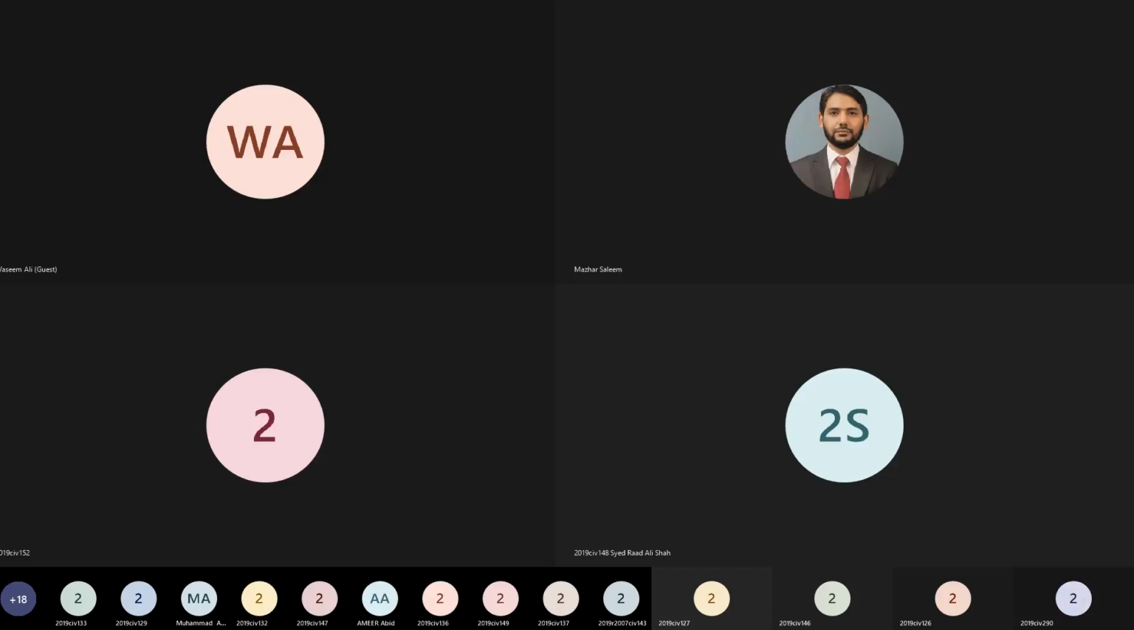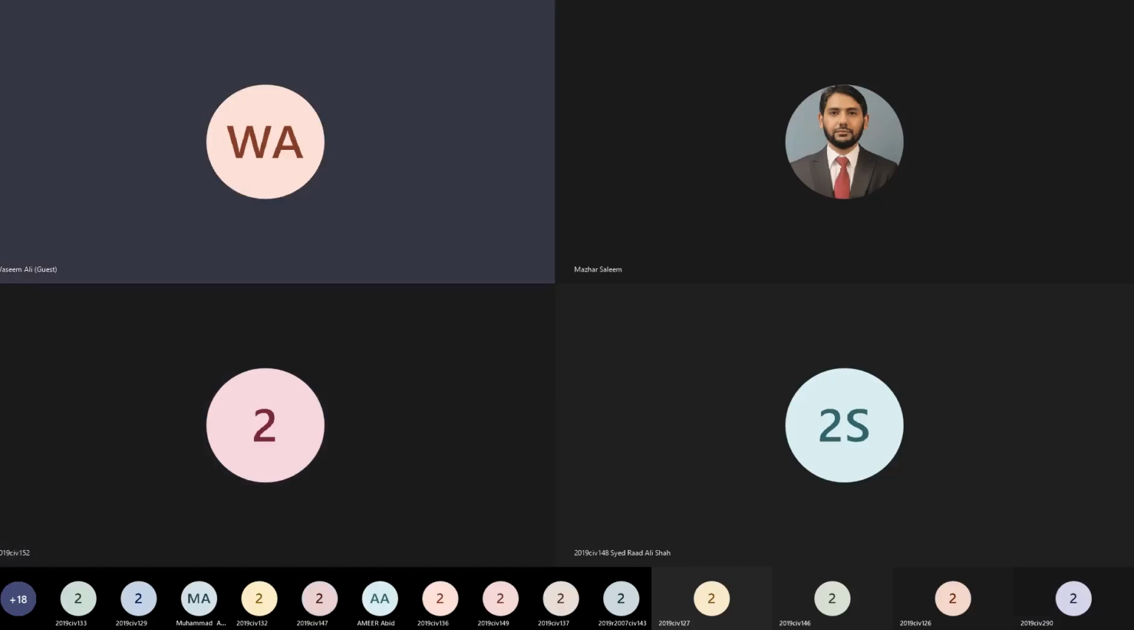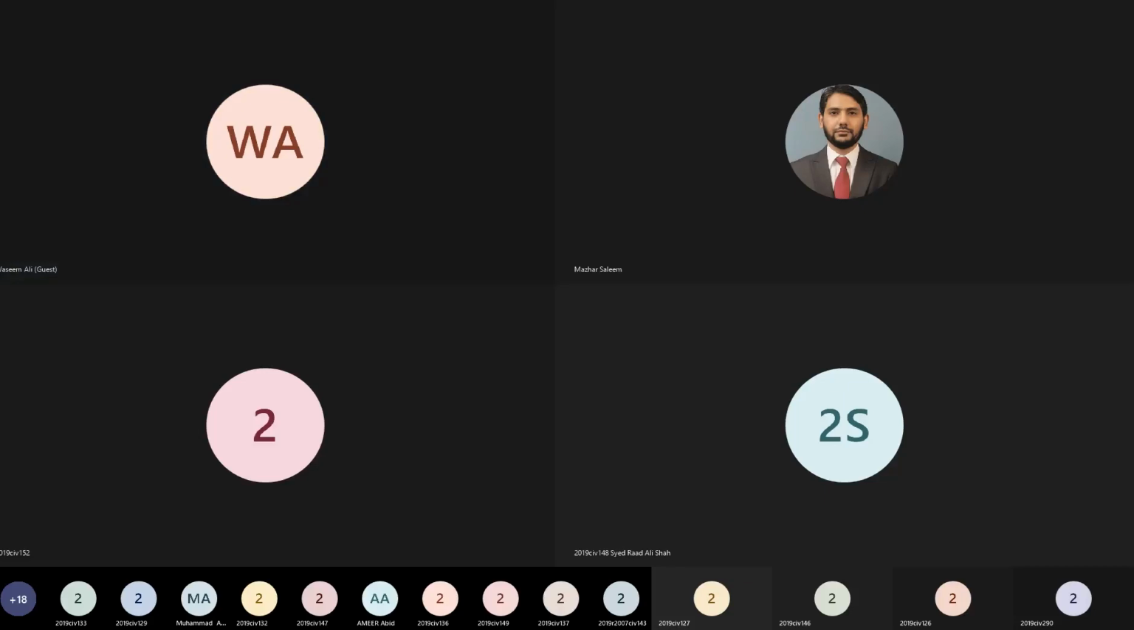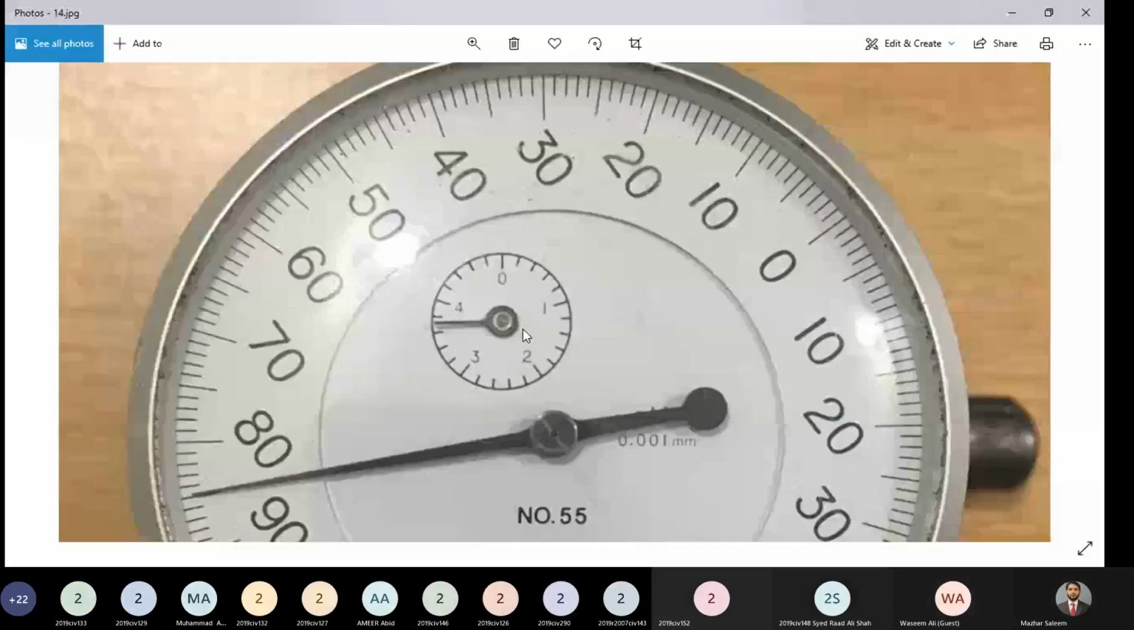Okay, guys, I'm back. Sorry, I was having some connectivity issues. Can you guys hear me now? Yes, sir. Okay. Let's hope things are fine. All right. Can you guys see my screen? The dial gauge, extensometer gauge. No, sir. Okay. Let me share it again. All right. Can you see that now? Yes, sir. All right.